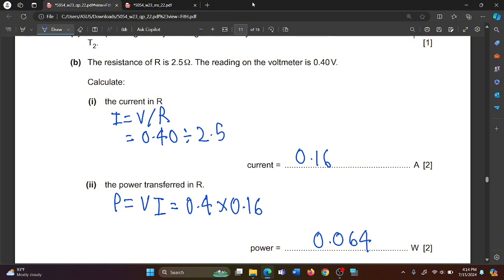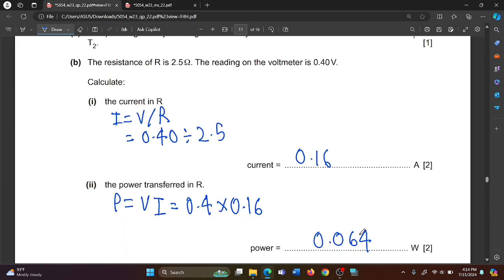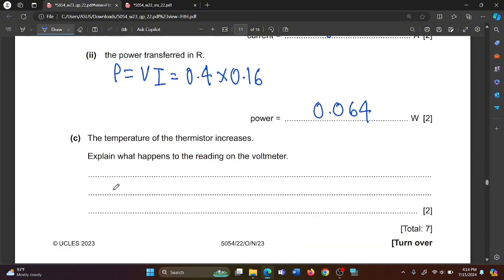Let's check our answers in the mark scheme. Yes, the power is 0.064 watts and the current is 0.16 amperes. We got both the 4 out of 4 marks in 1 and 2 of part B. Now, part C is an explanatory question. Let's look at it. The temperature of the thermistor increases. Explain what happens to the reading on the voltmeter.